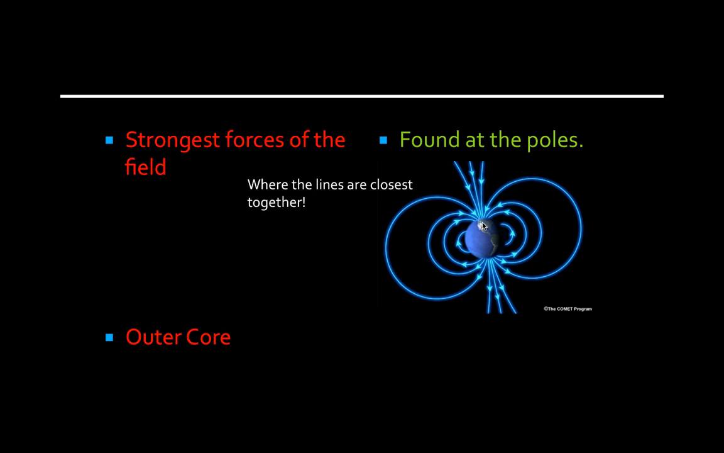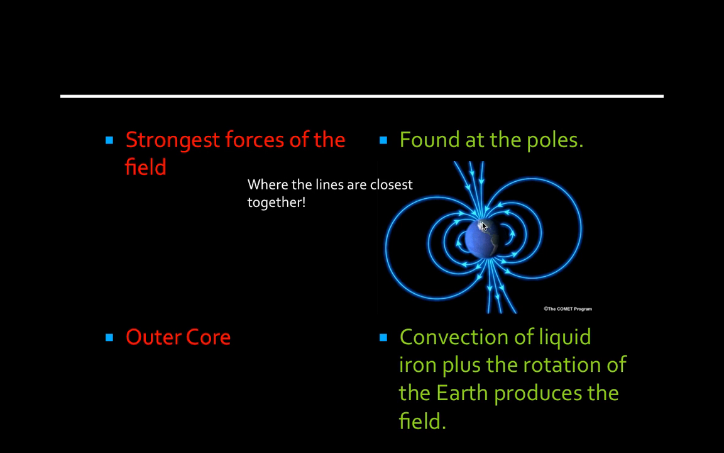Why is the outer core important? We covered this yesterday. Convection of the liquid iron in the outer core, plus the fact that the Earth rotates around itself, is what produces this magnetic field.